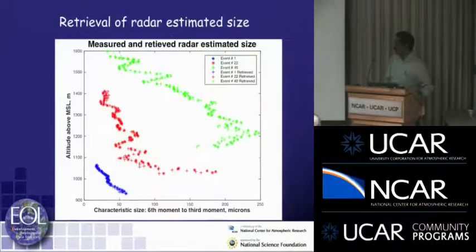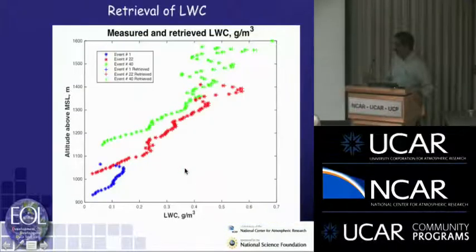I think I missed one curve here. Yeah, this is the droplet size estimation, where it shows event number one has a much lower, 50 micron or so, particle size, corresponding to this one's a little bit larger particle size. Again, particle size is retrieved along with liquid water content. And so you can retrieve both liquid water content and particle size using LiDAR measurements.